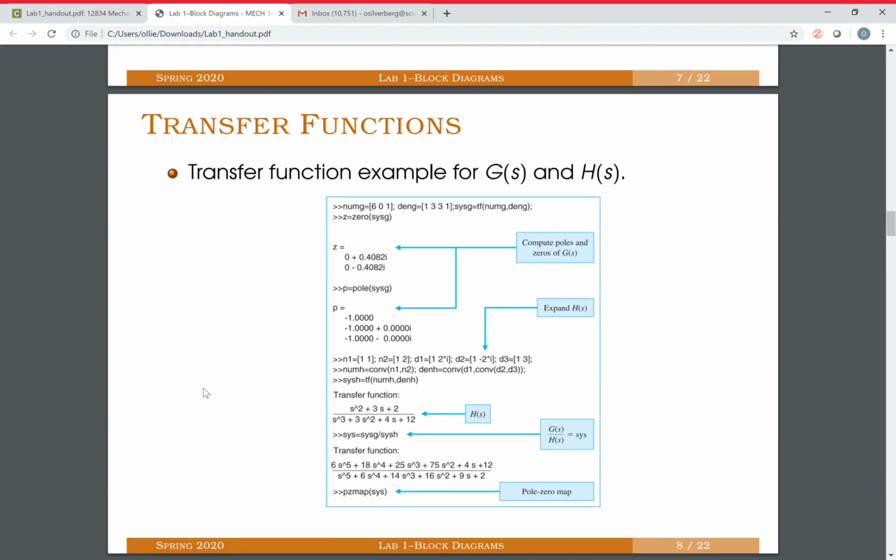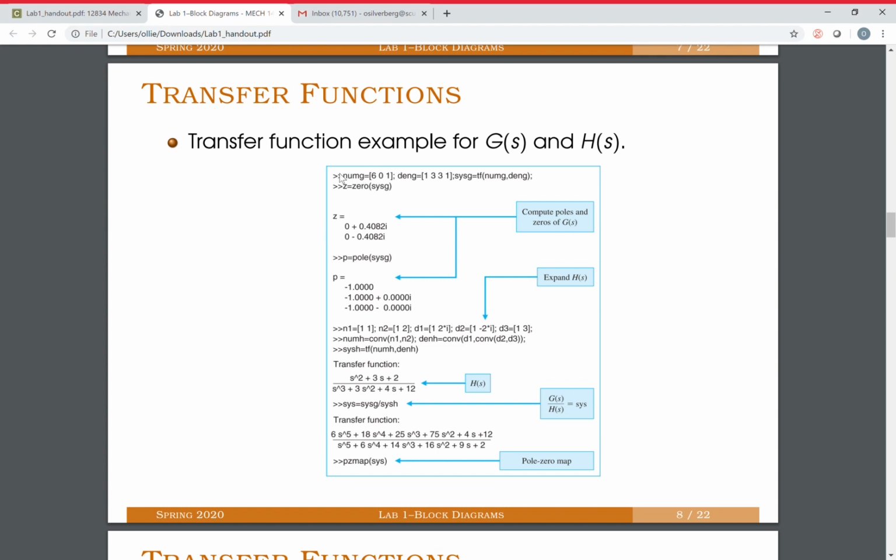So let's do an example for transfer functions. We'll specify the numerator of G of s and the denominator of G of s, and we'll put them together using the TF function. And then we'll find the zeros of that transfer function, and the poles of the transfer function.